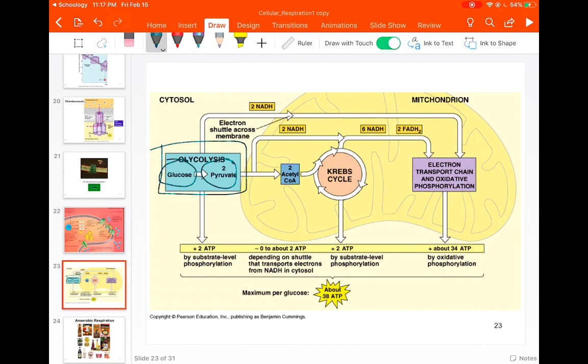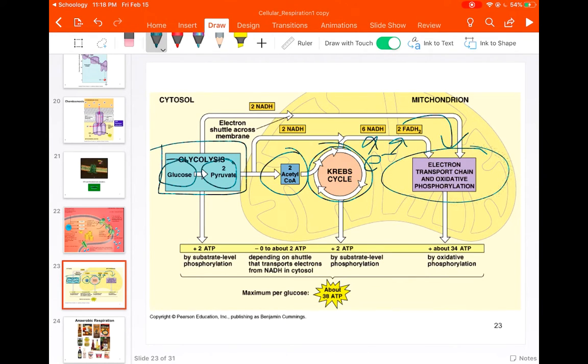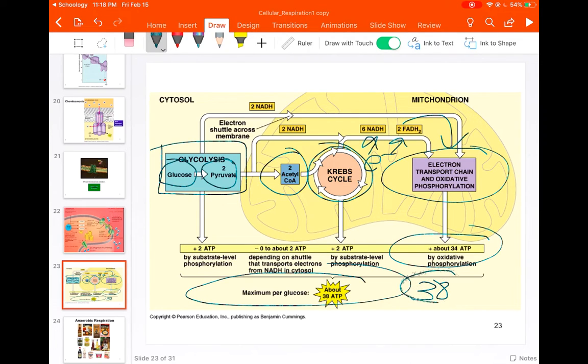Those enter the mitochondria to make two acetyl-CoA molecules. Those further enter the mitochondria into the citric acid or the Krebs cycle to provide enzyme carriers like NADH and FADH. And those then fund the electron transport chain to give us the most amount of ATPs. And hopefully, if we do this correctly, the max amount of ATPs we can get is 38.